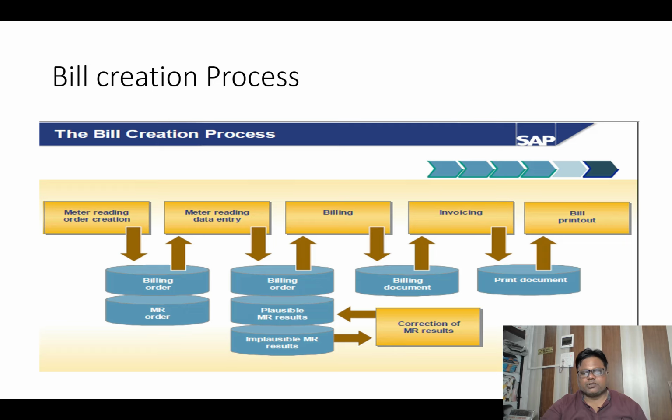Then we check the plausible meter reading results. We also check the implausible meter reading results. If meter readings fail meter reading validation, then they become implausible meter readings. Then we do the correction of the meter reading results. Then we make them plausible. Then according to the billing orders, we do the billing.